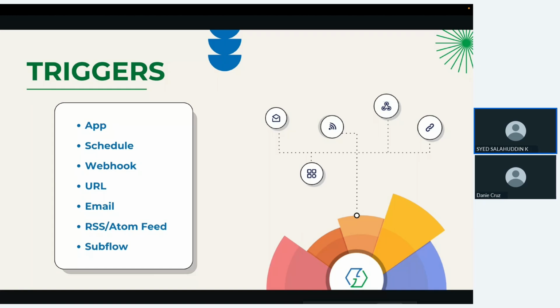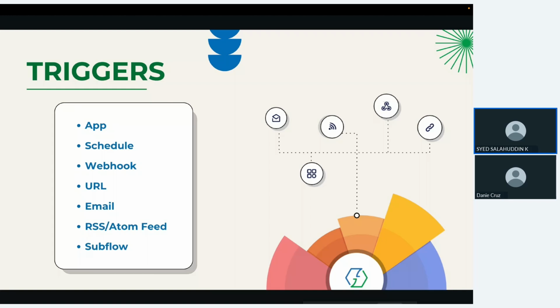So the first one is the app trigger point. App trigger points fire whenever an event occurs in an app, where apps are basically all the applications we work with on a daily basis. Then comes the schedule trigger point, which is a time trigger where you can set a specific time to run upon. For example, you might need to run an execution every Thursday or every Friday, along with the timing as well.